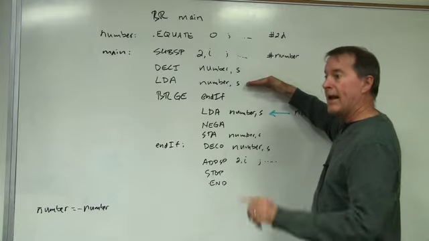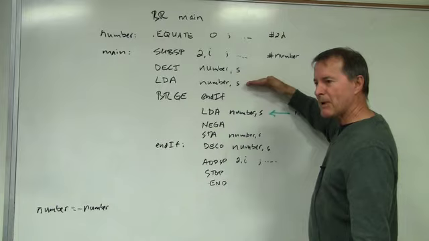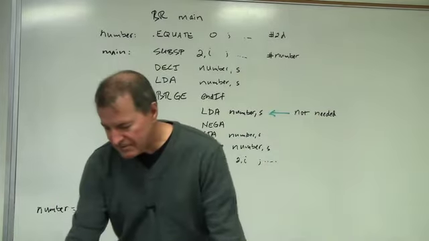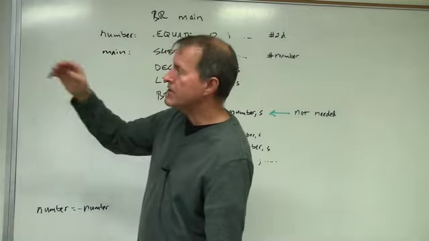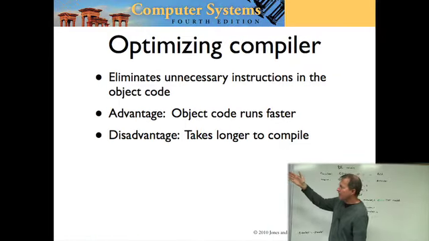Yeah, I guess it does. Except for, that's the difference between what we call an optimizing compiler and a non-optimizing compiler. So here is the principle of an optimizing compiler. What an optimizing compiler does is it eliminates unnecessary instructions in the object code.